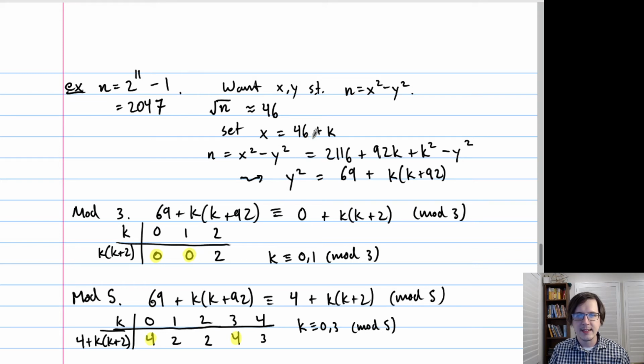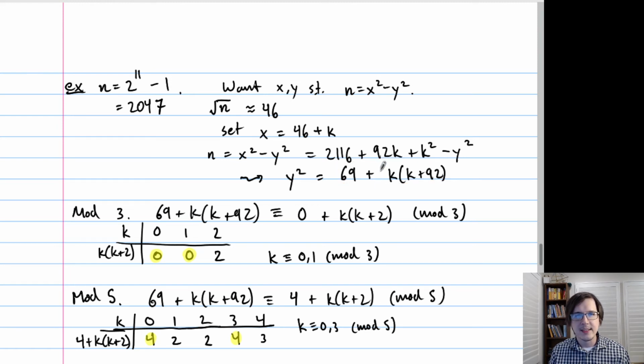So we can introduce a new variable k and have x be, I took the square root of n rounded up, so 46 plus k, and then I took this Diophantine equation, substituted that in, and then subtracted n from both sides to get this new Diophantine equation. So y squared is (69 plus k) times (k plus 92). And so now the question is, for different values of k, is this expression a square?